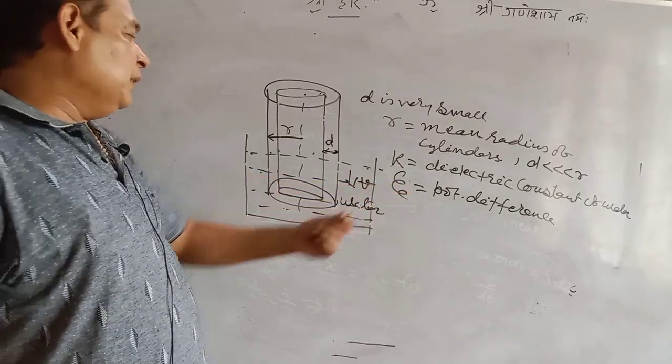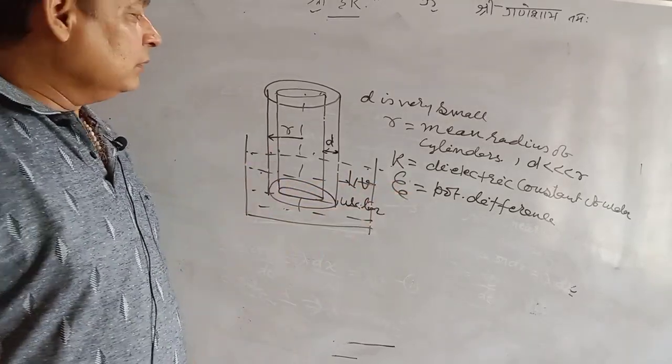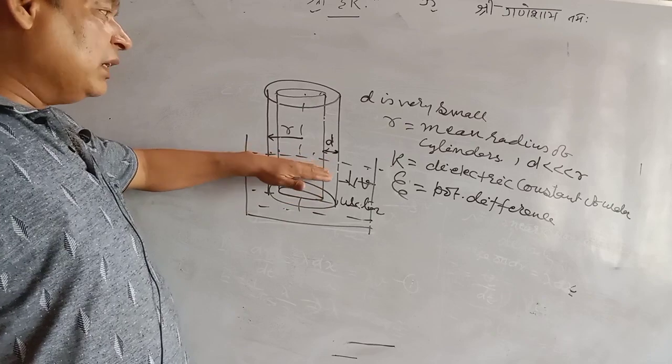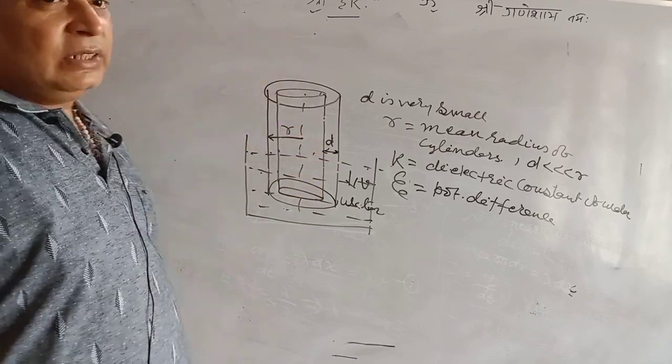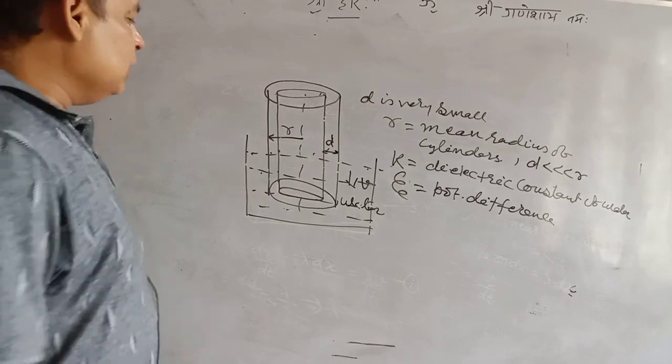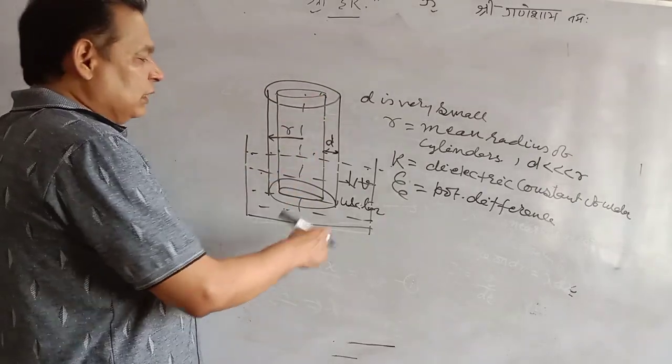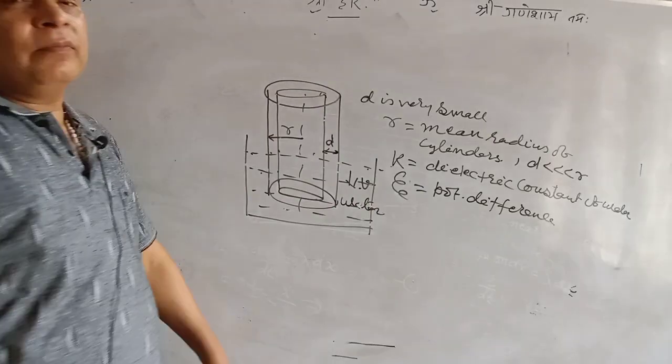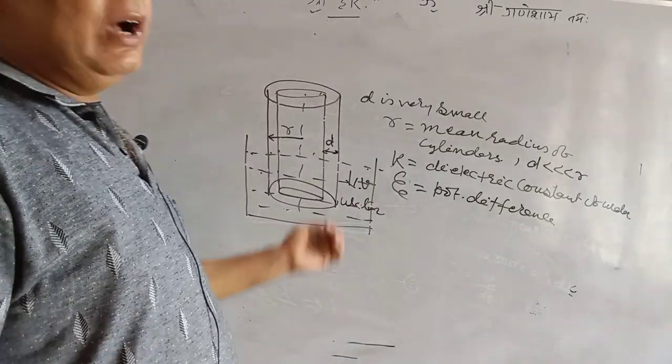A potential difference ξ is applied across these two leads. The dielectric constant of this water is K. Above this one there is an air capacitor, and it is pushed inside the water with constant velocity v. We have to find the current through the lead wires.